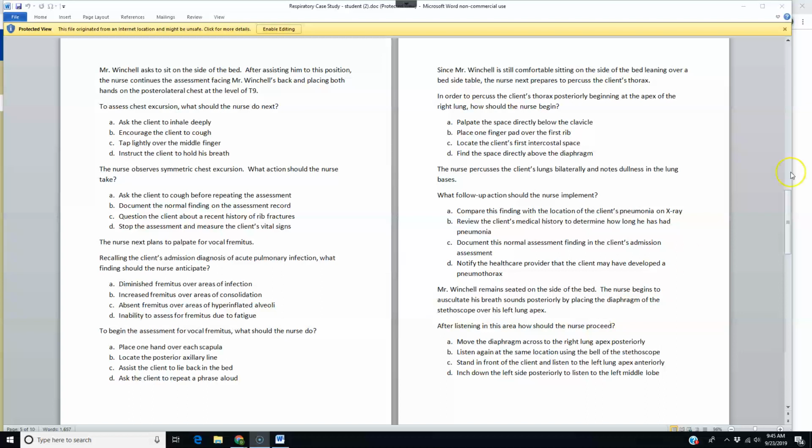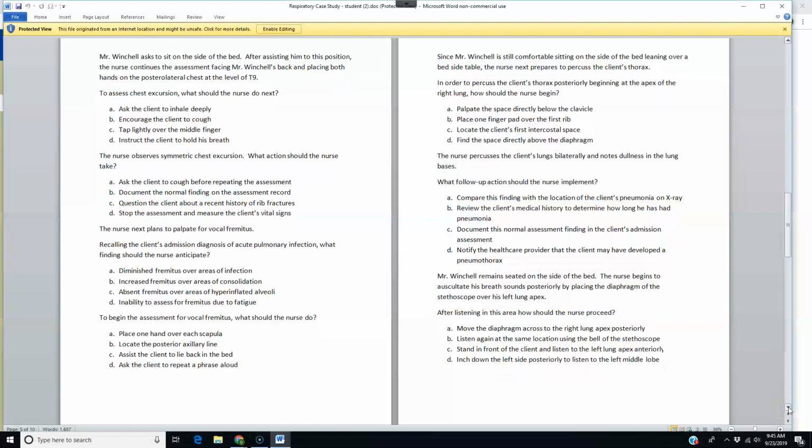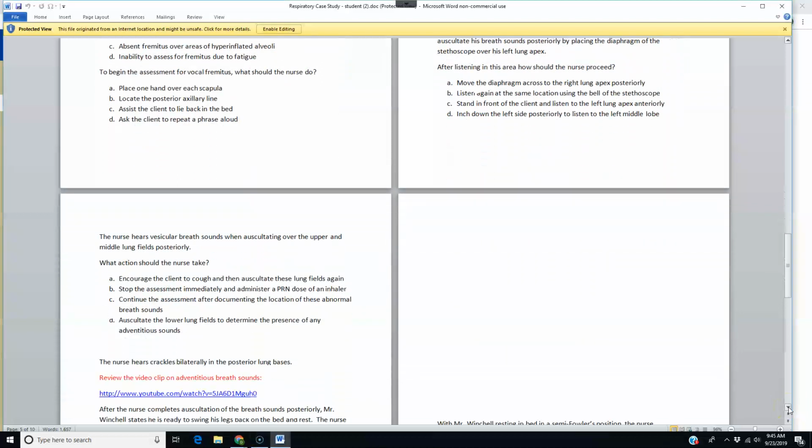posteriorly, okay? And if you have any questions, ask your lab instructor today. This is what they're there for. They're very much experts on this, and they can help you with your auscultation of your lungs today, okay?